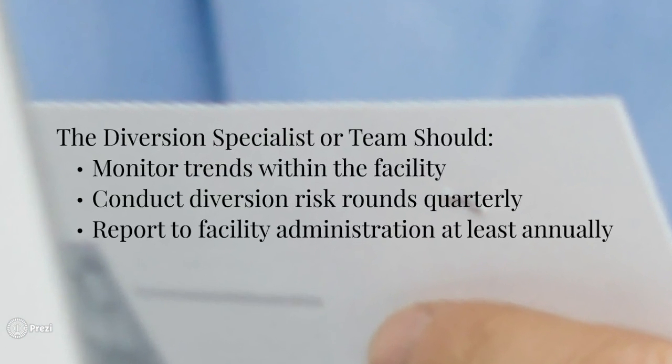The diversion specialist or team should monitor trends within the facility so that risk areas can be addressed quickly. To ensure that policies and procedures are being followed, the diversion specialist or team should conduct diversion risk rounds quarterly. Additionally, they should report to facility administration at least annually.